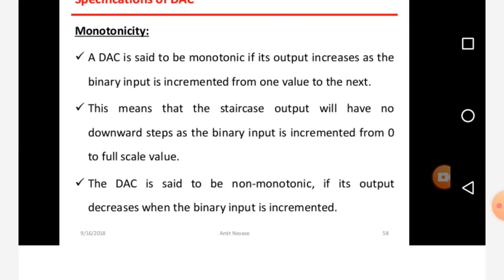Monotonicity. Next specification of DAC is monotonicity. A DAC is said to be monotonic if its output increases as the binary input is incremented from one value to the next. This means that the staircase output will have no downward steps as the binary input is incremented from 0 to full scale value. The DAC is said to be non-monotonic if its output decreases when the binary input is incremented.